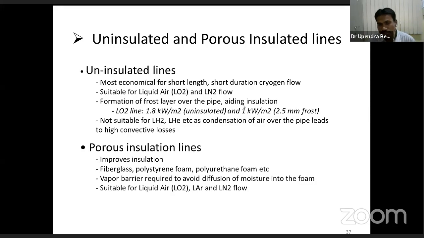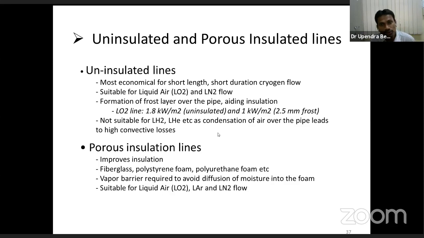Then when this frost formation of 2.5 millimeter has happened, the heat transfer is also minimized. It reduces from 1.8 kilowatt per square meter to 1.1 kilowatt per square meter. But it is not suitable for liquid helium application, as the condensation of air over the pipe leads to high conduction losses. Also, when you are using it for hydrogen application, one has to see the oxygen concentration when air condenses over that, it is also not good. It is sometimes like a disaster.